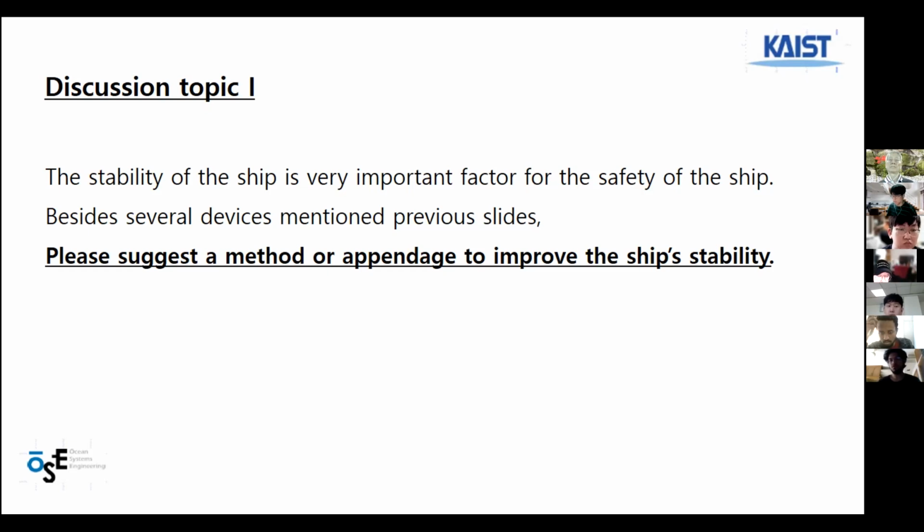I don't know about the new technologies, but from your examples, I thought about the anti-rolling tank, keeping the center of gravity low. A low center of gravity means more stable, so we can add more high viscosity fluids inside the tank. Then maybe it gets more stable.